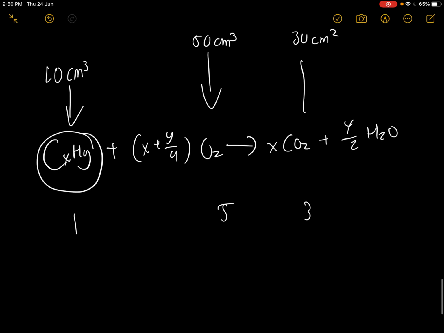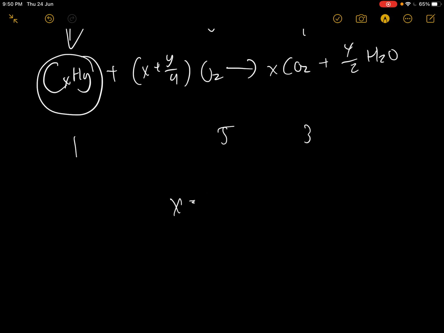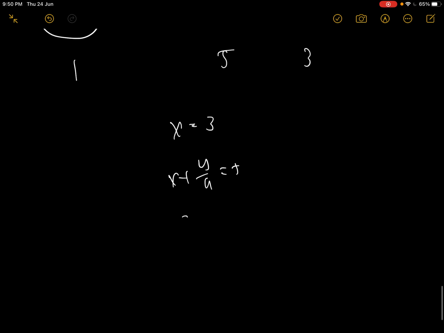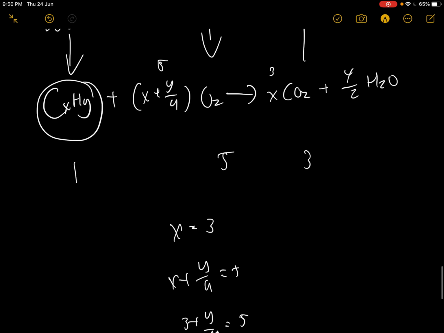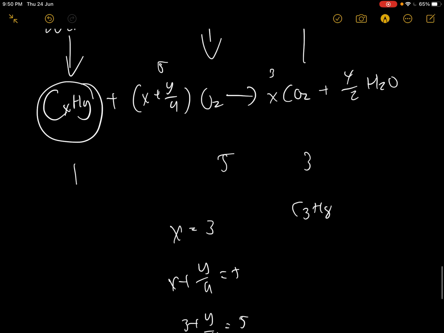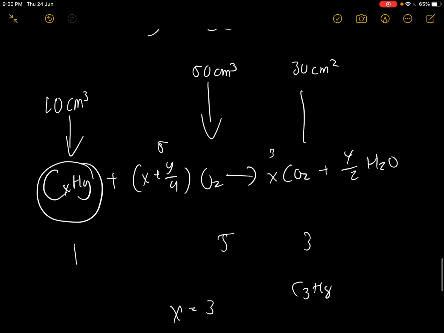And then next, you now get 1 mole of CxHy reacts with 5 mole of O2 to produce 3 mole of CO2. So now you know that x equals 3 because 3 mole. And then you know that x plus y over 4 equals 5 because 5 mole. You know that x is 3, so it is 3 plus y over 4 equals 5. Don't write like me, okay? So y over 4 equals 2, y equals 8. So your answer is C3H8.